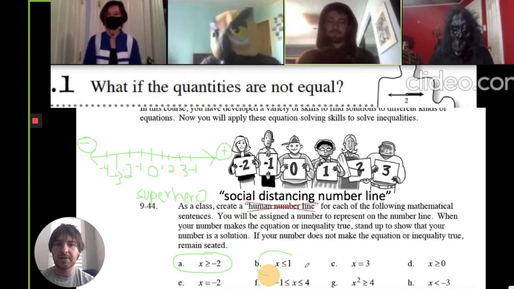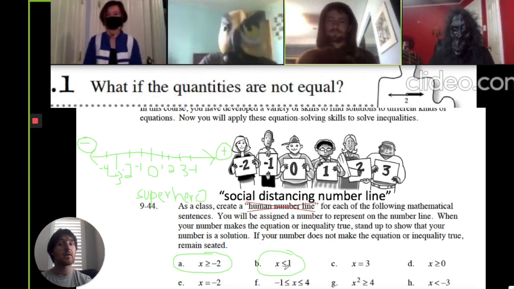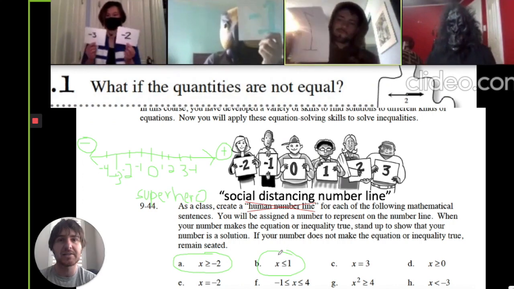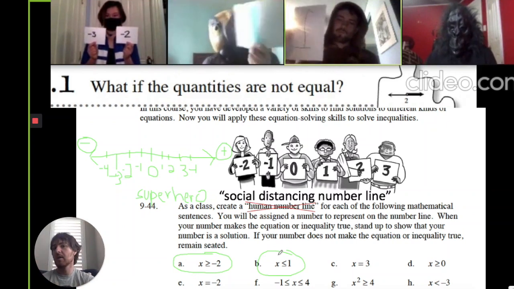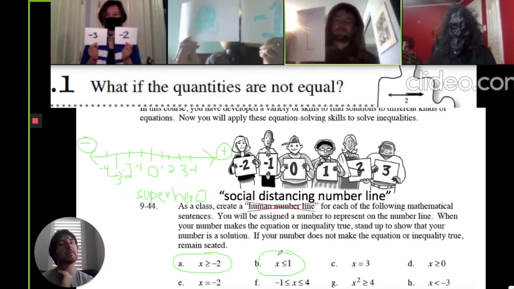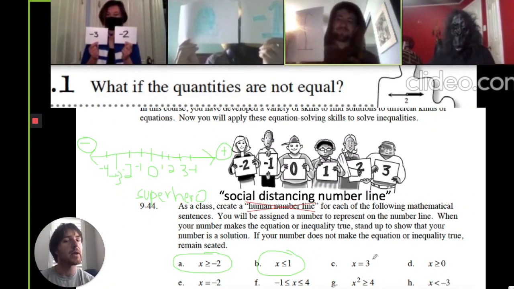Number 2, X is less than or equal to 1. Our 1 is getting eaten here, so that means all of our solutions are less than or equal to 1. 1 should be the biggest number represented. Yes, 1 is being held up. Everything below that is being held up as well. So our number line looks like it might have a border at 1 and might go below.